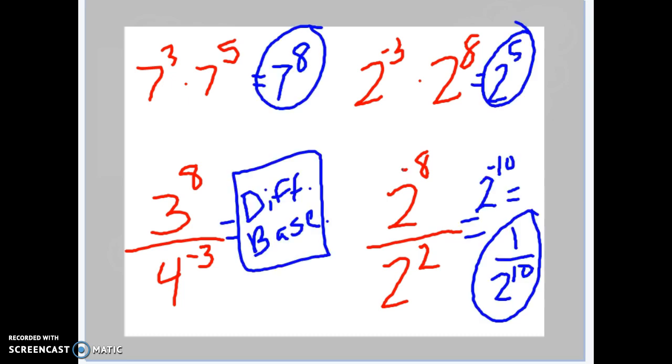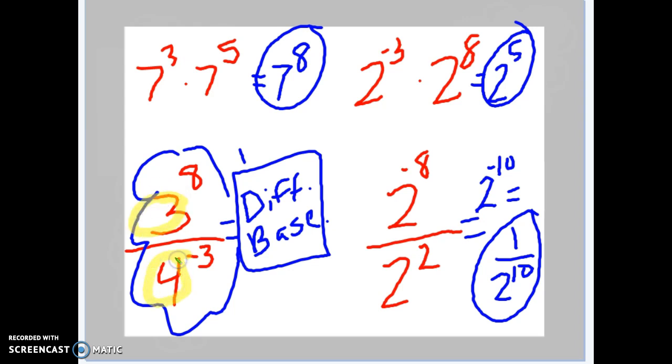All right, the top 2 problems were multiplication, so we add our exponents together. We have 7 to the 8th power. Second one, you have negative 3 plus 8 is positive 5, so 2 to the 5th power. Hopefully you noticed on this problem down here, we have two different bases, and because we have two different bases, we can't do anything. So you're going to leave that problem just as it is.